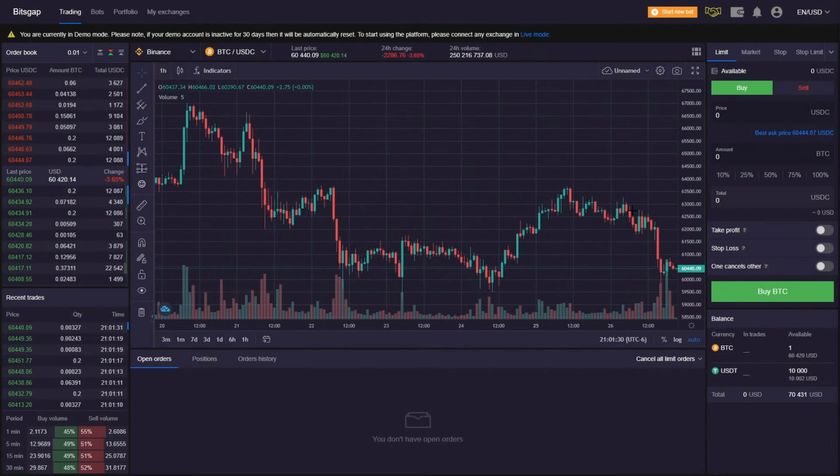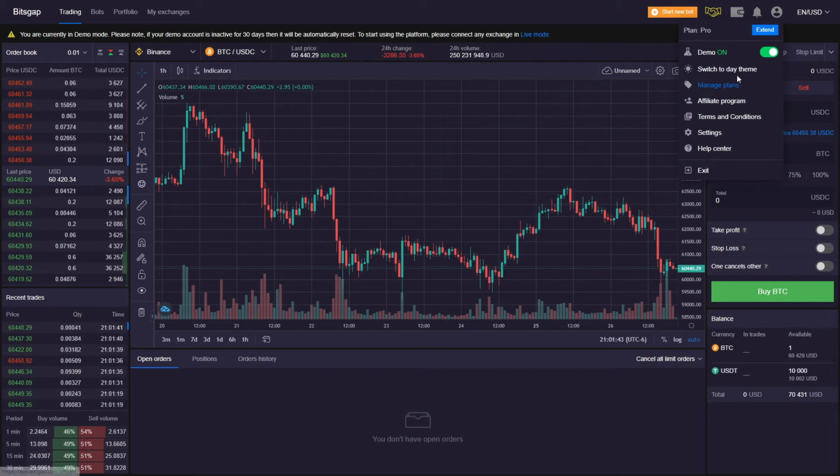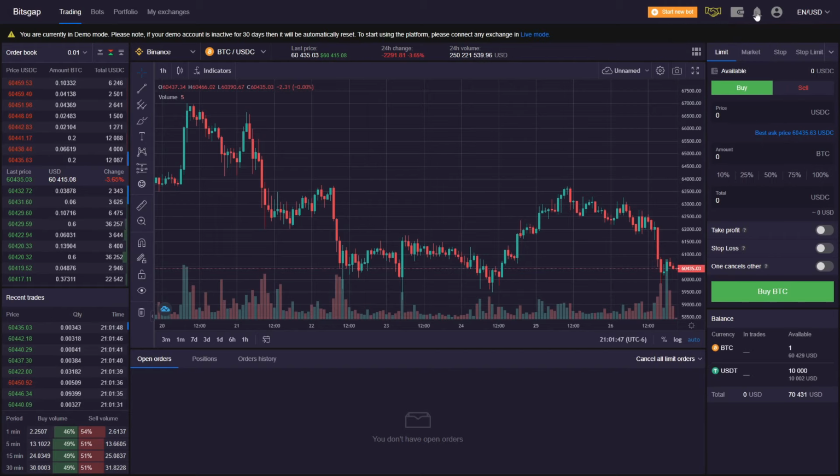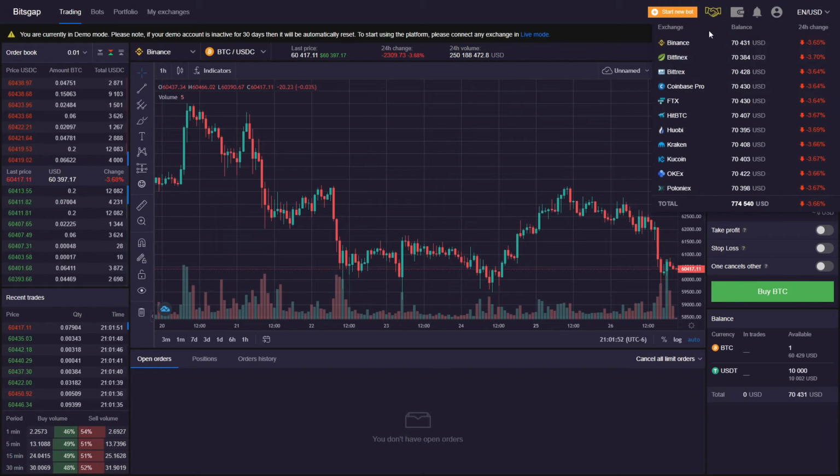The platform is very easy to use and laid out. When you first log in, you're going to be greeted with this interface under the trading tab, where in the top right, you're going to see your account functions, where you can go to your accounts, affiliate programs, terms and conditions, and so forth. You'll get your notifications, and then you'll also go to the exchanges that you can connect to the platform as well.